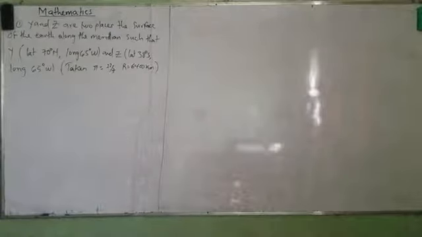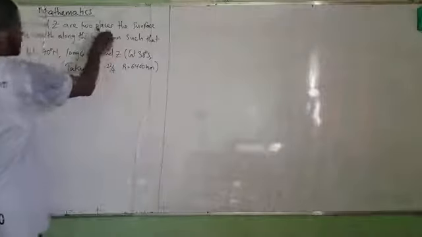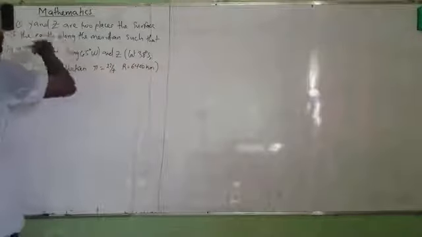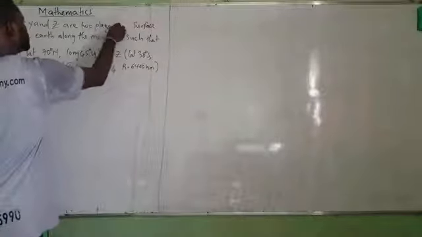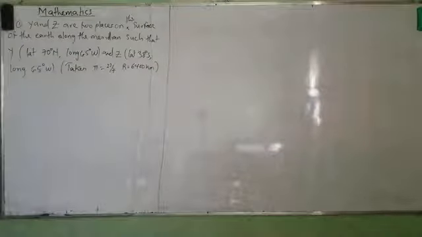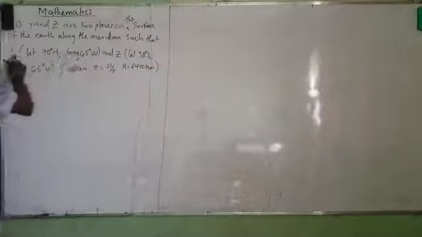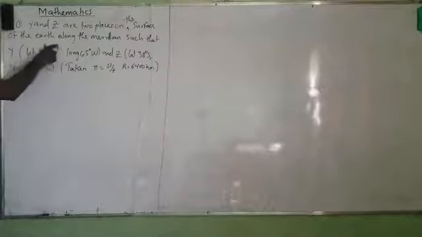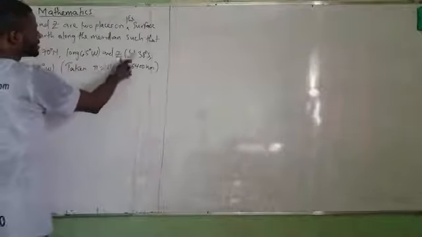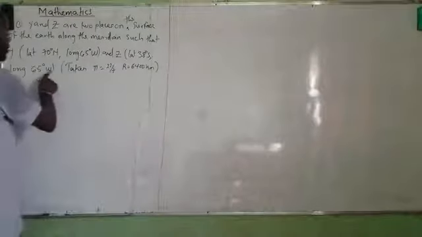Okay, look at this question. It's a very simple one. Y and Z are two places on the surface of the earth along the meridian, such that Y is at latitude 70 degrees north, longitude 65 degrees west, and Z is at latitude 38 degrees south and longitude 65 degrees west.